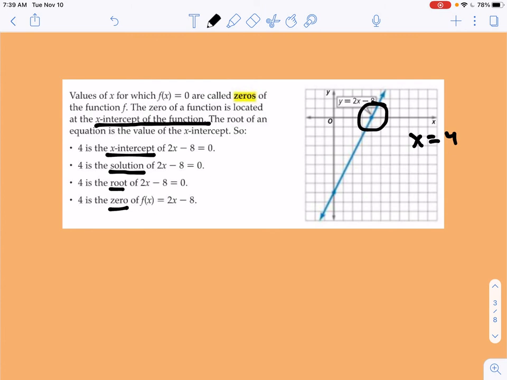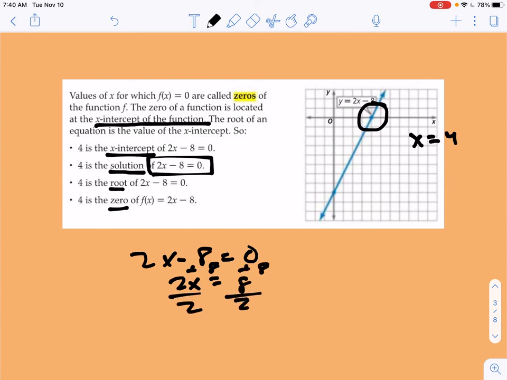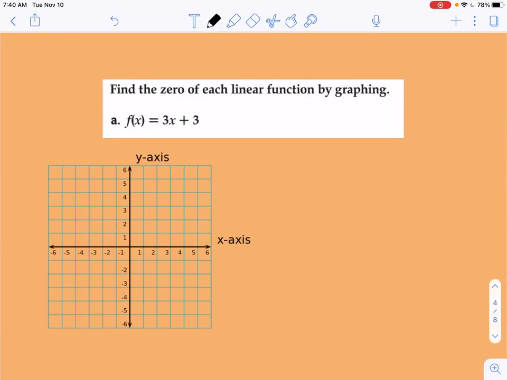Algebraically, it's a lot easier to find it, but we're focusing on graphing today. Most of you should be able to figure out, at least with a problem like this, that if you have an equation like 2x minus 8 equals 0, you can check your answer by moving things around a little bit and seeing that x equals 4. That's a way you can check that. We are going to stop right there.